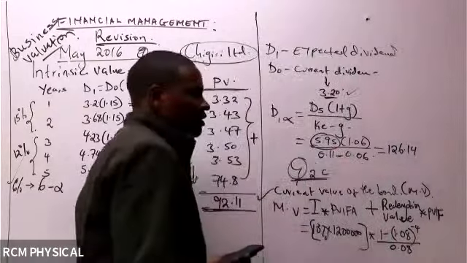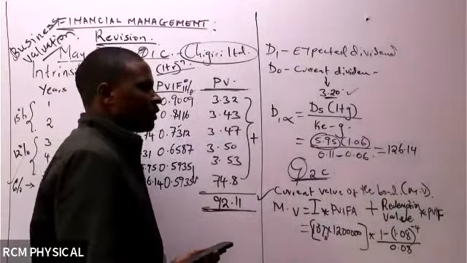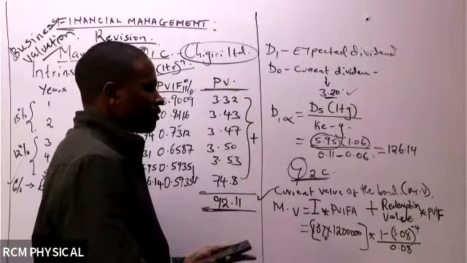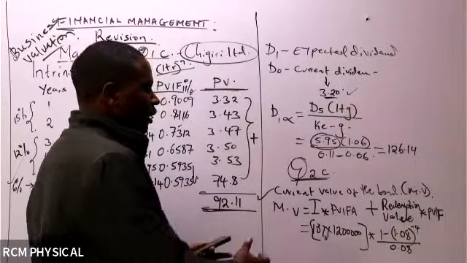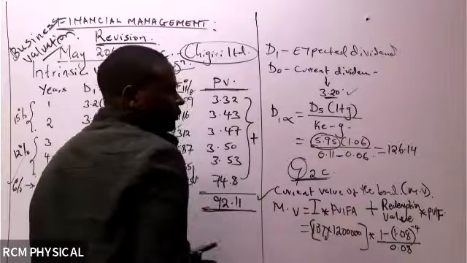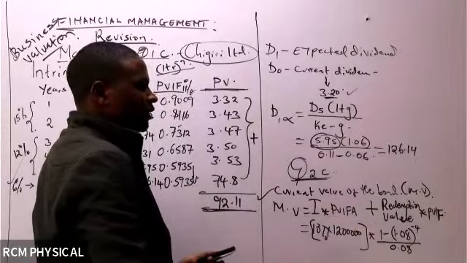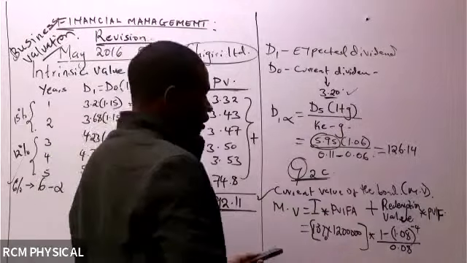Is that correct, class? Up to that point, is that correct? Just confirm for me. I've just replaced this formula value, just plugging in the figures. Is it correct? And then we add what?